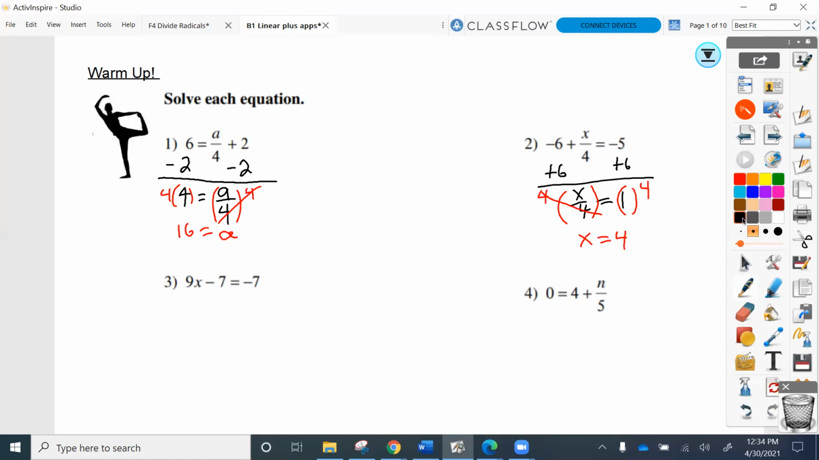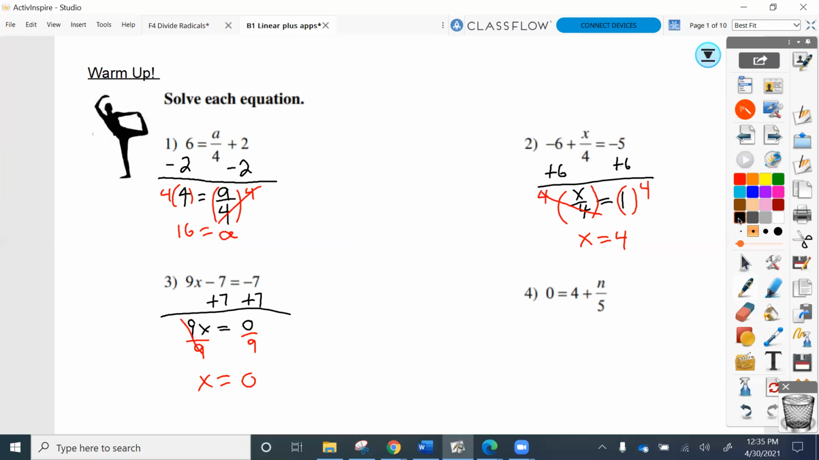This next one, we're just going to add 7 to both sides to get 9x is equal to 0. And 0 is okay, it's just a number. Next step is to divide by 9, because we want to get it away from the x. So x is equal to 0, since anything dividing 0 will still equal 0.